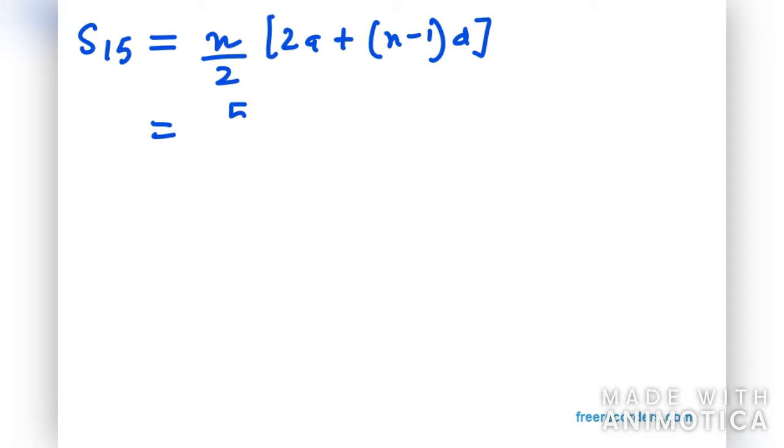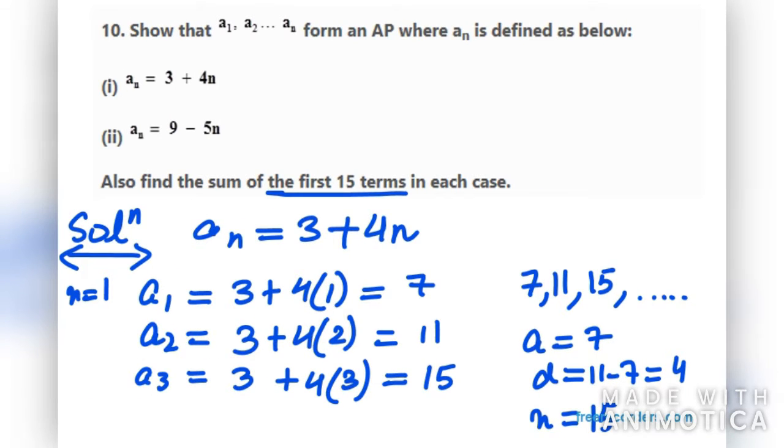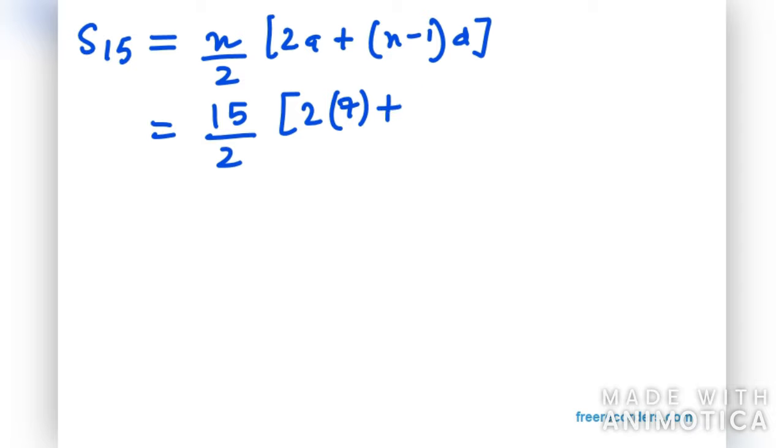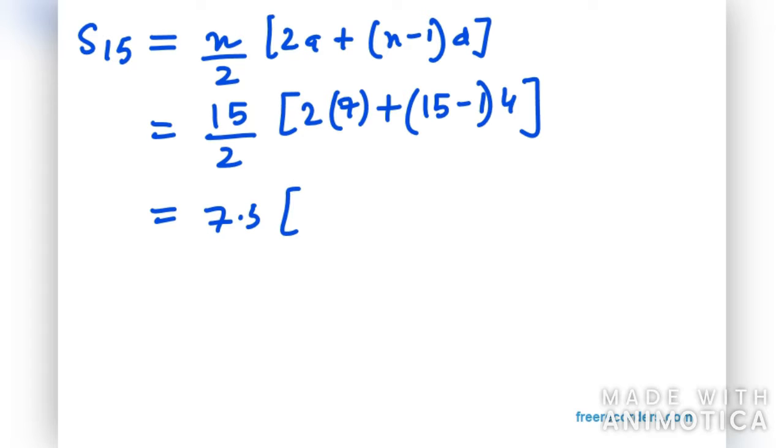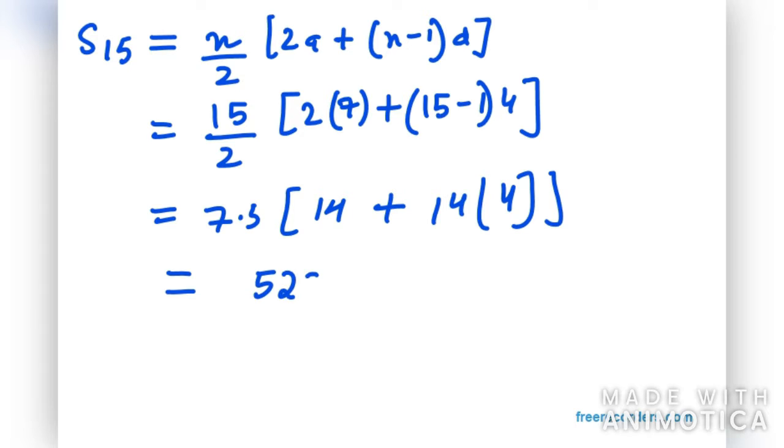Now N in this case is 15 by 2. Twice of A will be 7 plus, N minus 1, N is 15, 15 minus 1, D is 4 in this case. So 15 by 2 is 7.5. 2 times 7 is 14, and 14 times 4. So when you solve this, you will get your answer as 525. That means the sum of first 15 terms in case 1 is 525.